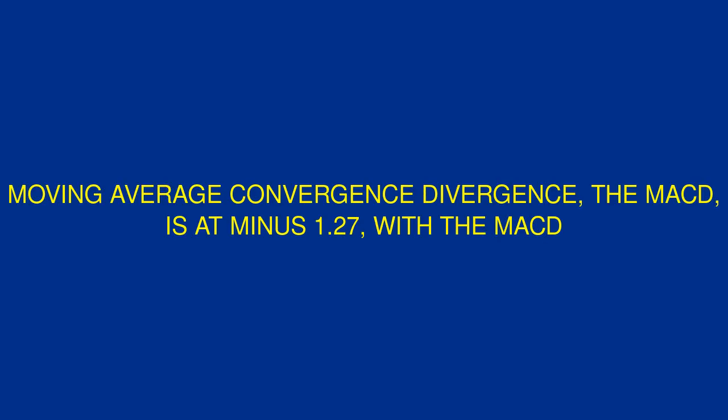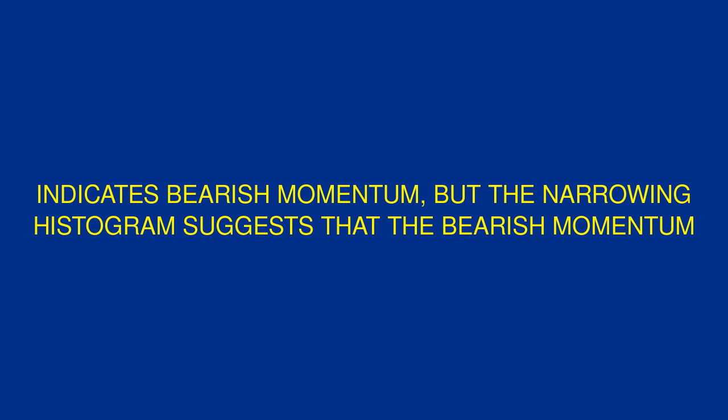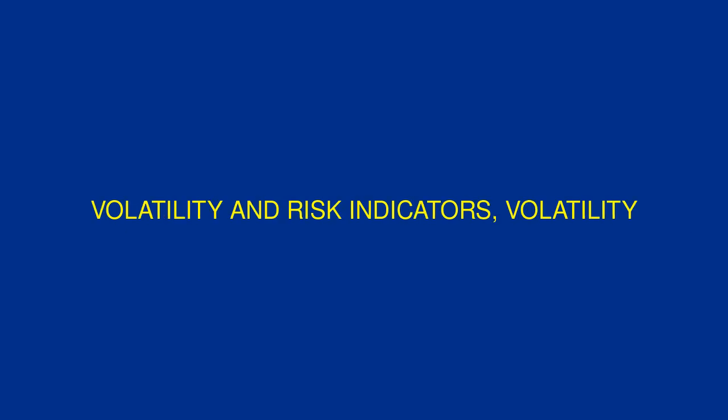MACD. Moving average convergence divergence. The MACD is at -1.27, with the MACD signal line at -1.26, resulting in a MACD histogram of -0.01. The negative MACD value indicates bearish momentum, but the narrowing histogram suggests that the bearish momentum is weakening, potentially hinting at a reversal or consolidation. Momentum_10. The 10-day momentum is -4.04, indicating that the stock has lost value over the past 10 days, further confirming the short-term bearish bias. Volatility and risk indicators.